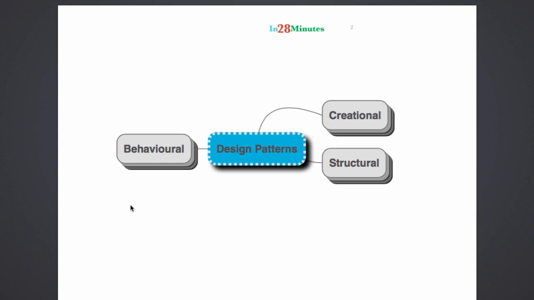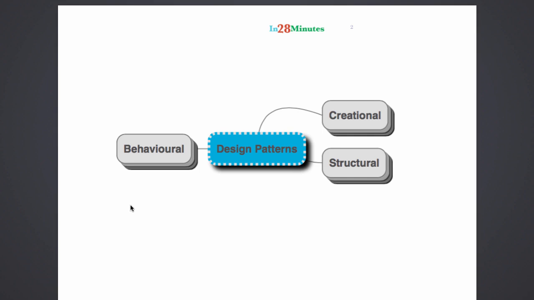There are 3 different kinds of design patterns. The design patterns which we are talking about are from the perspective of an object-oriented world. So we are really restricting ourselves to the Gang of 4 design patterns. And the types are creational patterns, structural patterns, and the behavioral patterns.